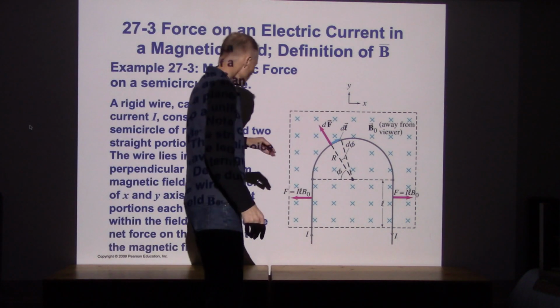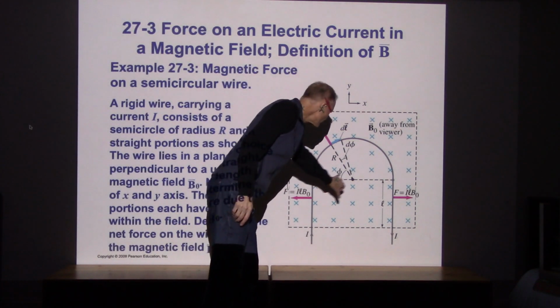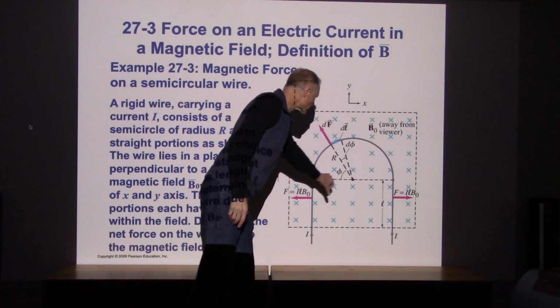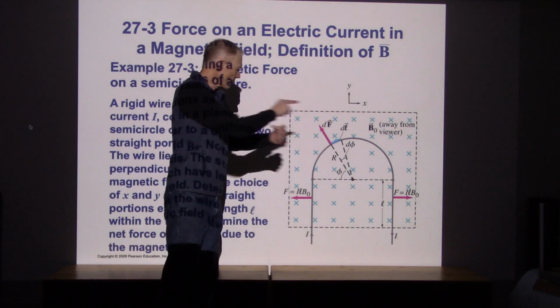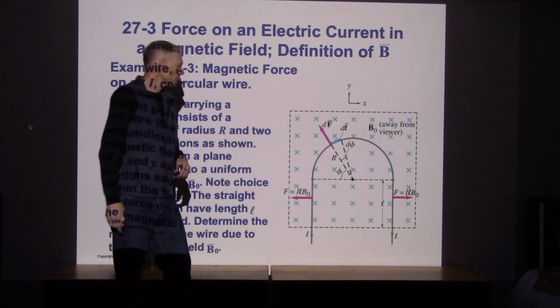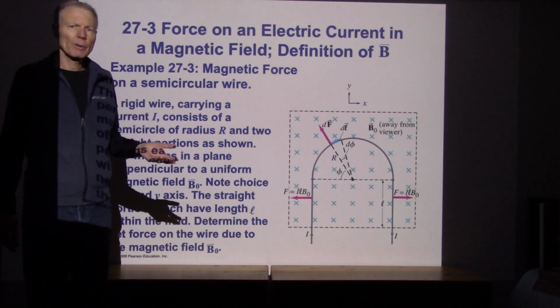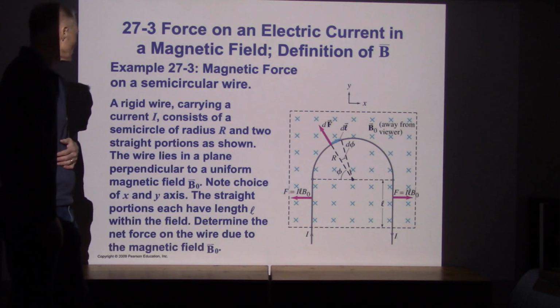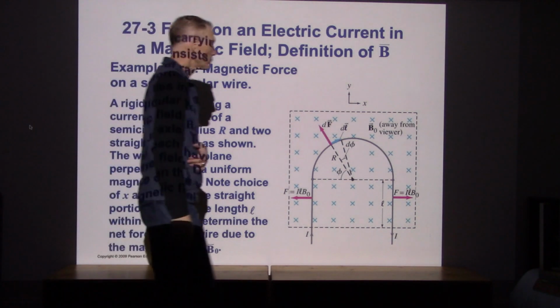Now, since these two portions of the current are symmetric, these two forces that they've labeled as ILB naught are going to cancel out. So if I'm doing an F net calculation, I don't need to include those.